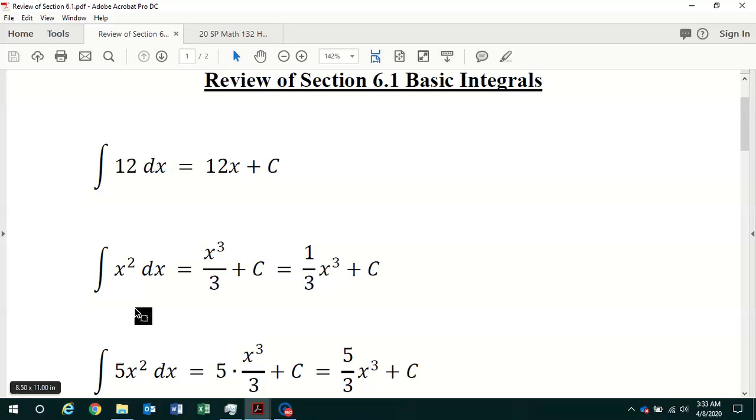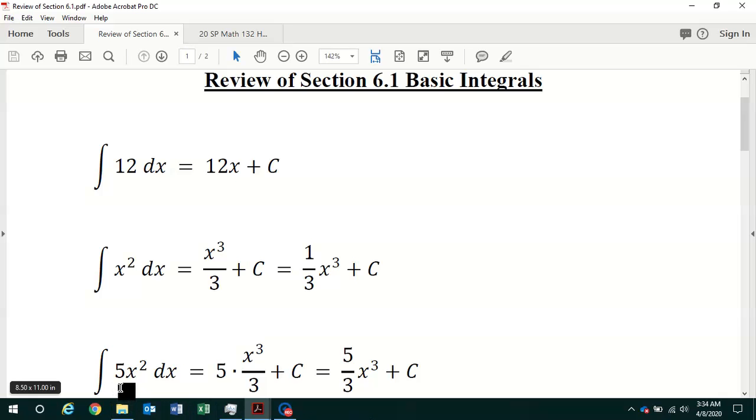Then we had the power rule of antidifferentiation. The antiderivative of x squared, you add 1 to the exponent and then divide by the new exponent. And so when we add 1 to the exponent, we get 3, and then we divide by 3, and then we add the arbitrary constant c. And then this simplifies to 1/3 times x cubed plus c. So the antiderivative of x squared is 1/3 times x cubed plus c. And if you differentiate this with respect to x, you end up with x squared.